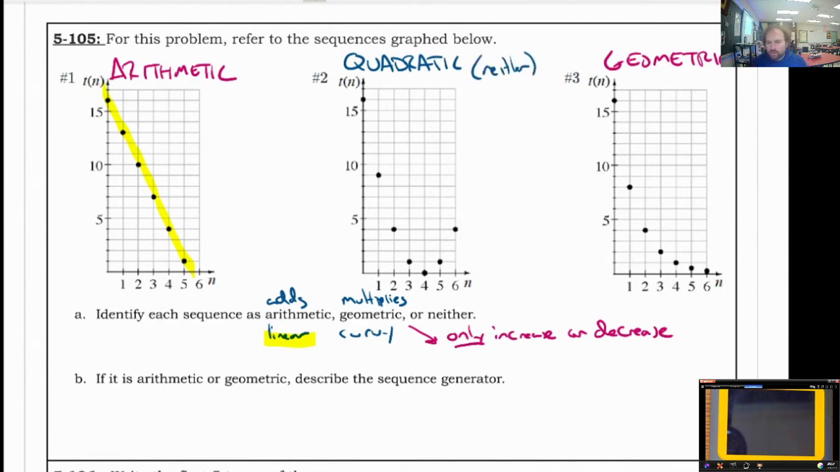Number 2 is going to be your quadratic equation. It's neither arithmetic nor geometric, because it turns around, which is the dead giveaway. It's got a parabola going on. Now, for question B, if it's arithmetic or geometric, let's describe the sequence generator.